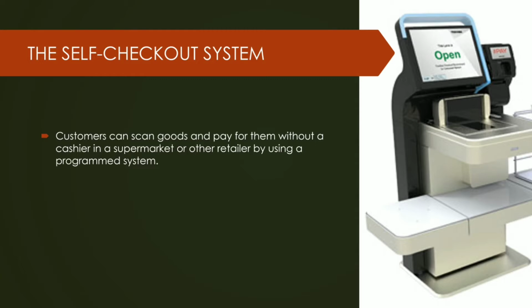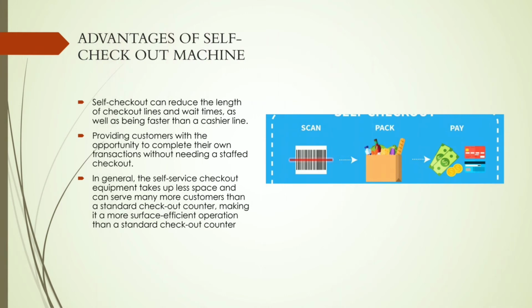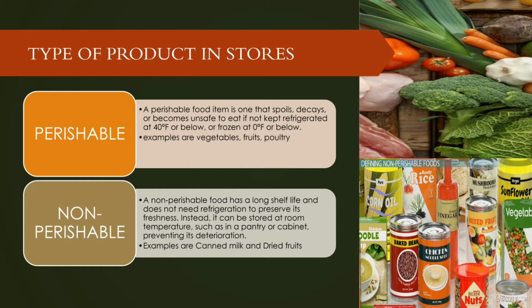A self-checkout system is a programmed mechanism for the user to scan their own goods and pay themselves without any use of a cashier. So, here are the advantages of the self-checkout system. First, self-checkout can reduce the length of checkout lines and the waiting time. Second, it provides customers with an opportunity to complete their own transaction without needing any extra staff. In general, self-service checkout equipment takes up less space and can serve many more customers than a standard checkout counter.